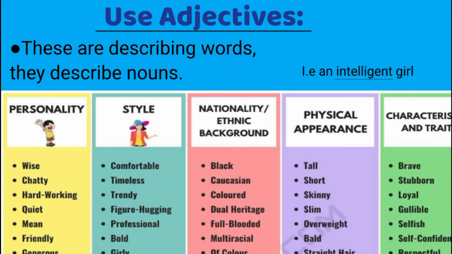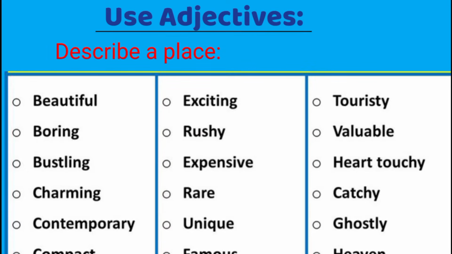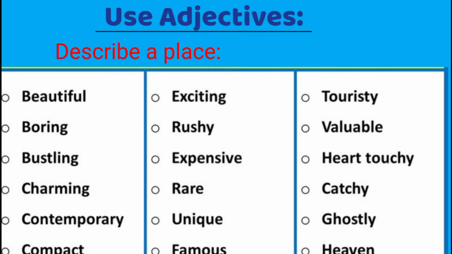We can also use these words to describe our places. A beautiful place, a bustling place, a charming place, an exciting place, a unique place. My country is a unique place. My country is a unique country. It's so catchy. And if the place is haunted, it is ghostly. I know most people are scared of ghosts, and that's just okay. It shows that you are alive, you have feelings. It's good to be scared sometimes.